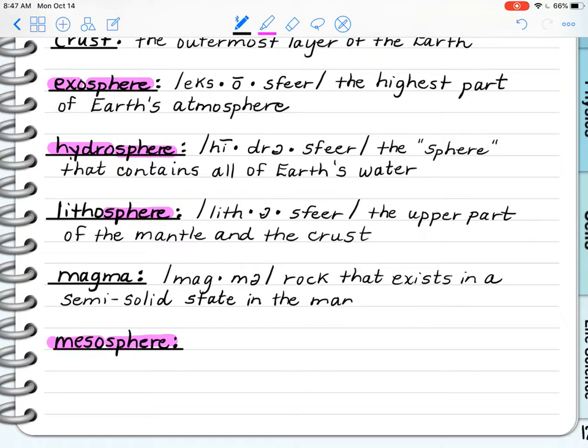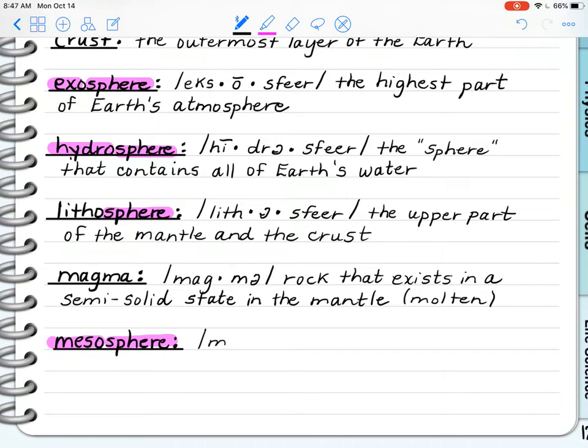And I want you to know that magma is sort of the consistency of very thick syrup. It is melted or molten. Sometimes you see the word molten. It just means melted. It's semi-solid. Very, very hot.